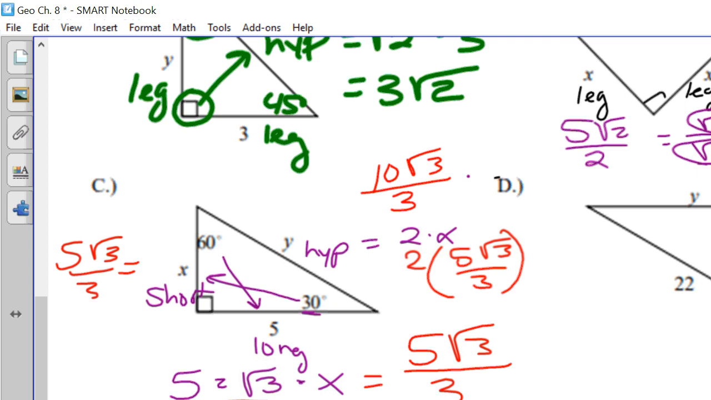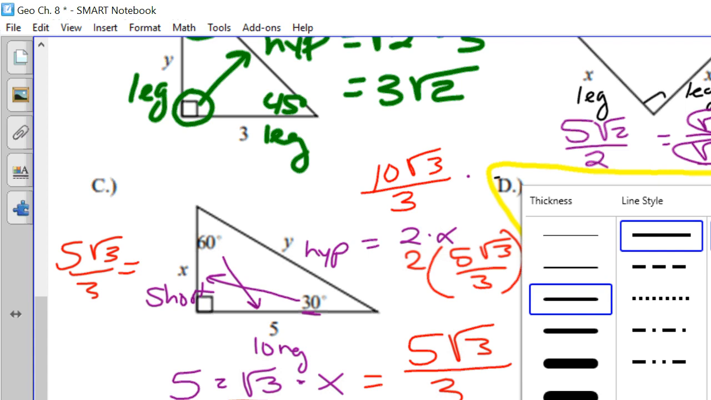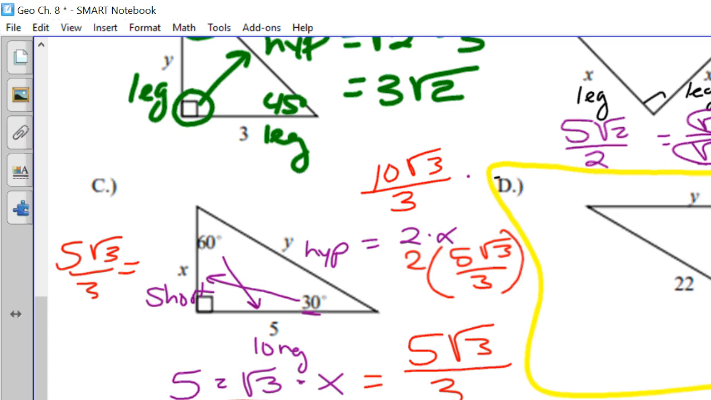Okay, so we're looking at D. Please draw the triangle. We need to identify which sides. This guy is across from the 90 degrees, so he is the hypotenuse. This guy is across from the 60 degrees, so he's the long leg. And that leaves X being Mr. Short.